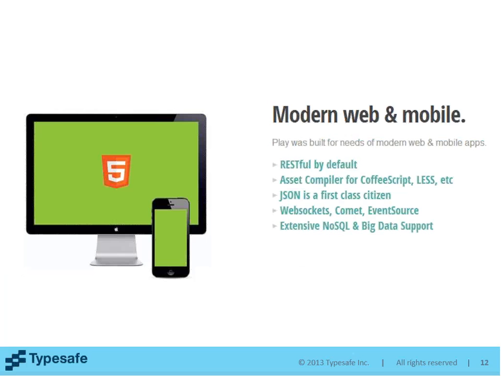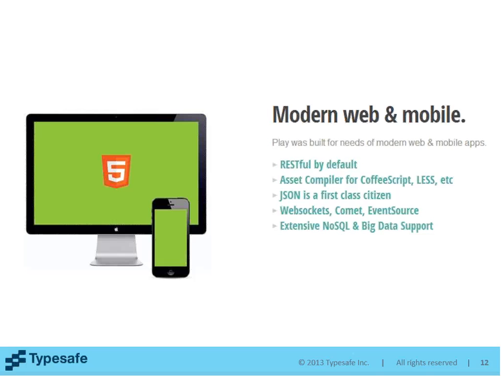Play also supports the modern web and mobile space. So for instance, Play is just RESTful by default. So you don't have to strap REST on top of the web framework. Play by default is a RESTful web framework. So it also has JSON as a first-class citizen, which makes it really easy. If you just are building a web service and have no UI, then great, you can do that in Play. If you want to do traditional server-side templates, you can do that in Play.